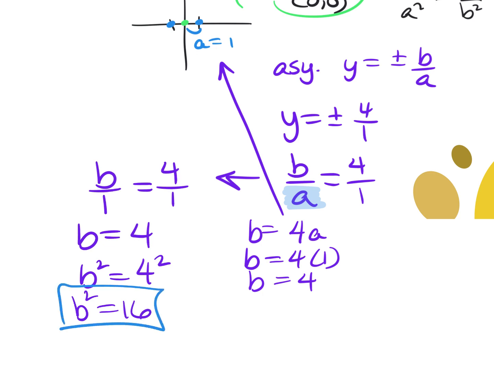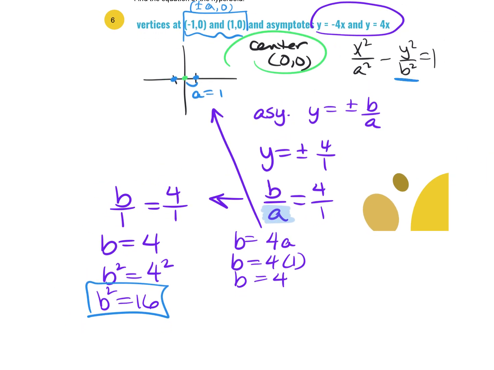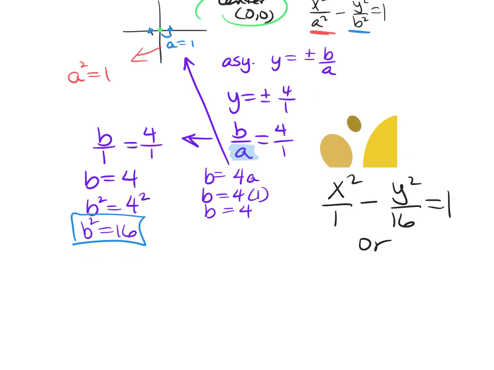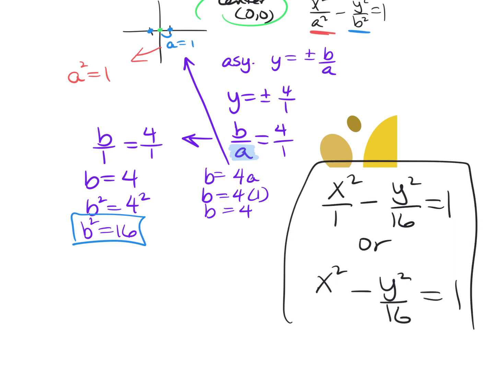This is what I'm going to fill in down here. And then I'm going to fill in my a value. I have to square it. So once I do that, a squared equals 1. So that's what I'll fill in here. So my final answer here is x squared over 1 minus y squared over 16 equals 1. Remember, we can go ahead and not write that denominator of 1 and just leave it like this. So either answer here is acceptable.